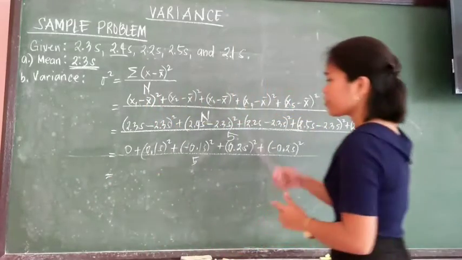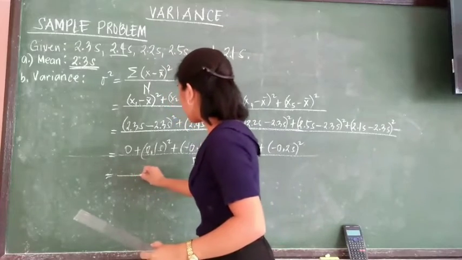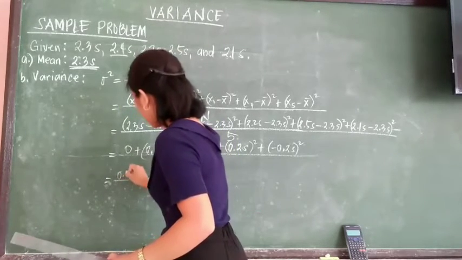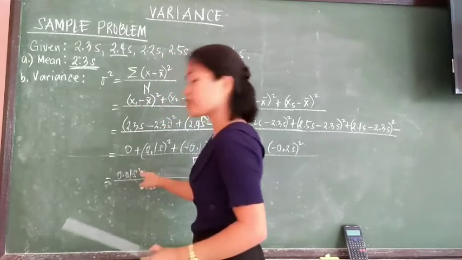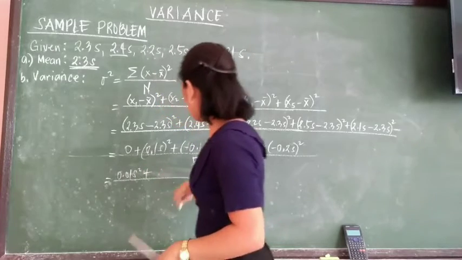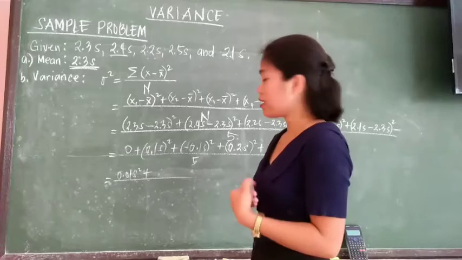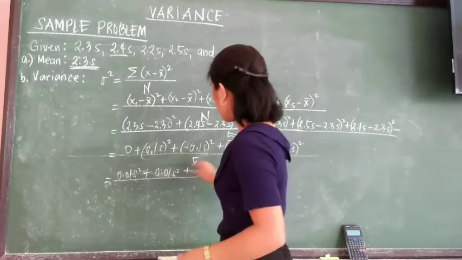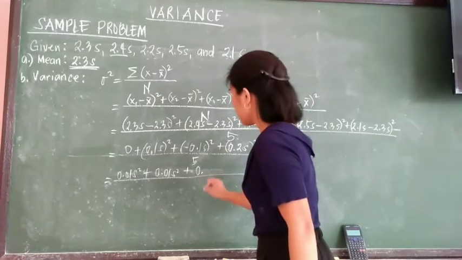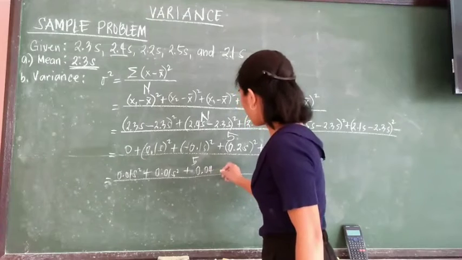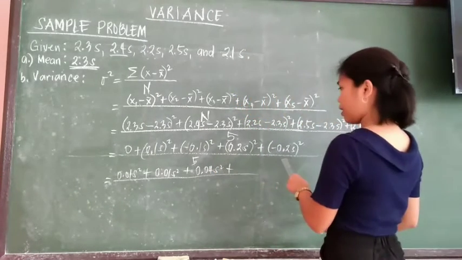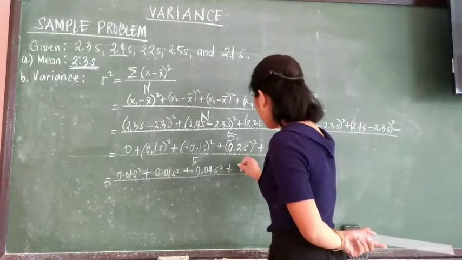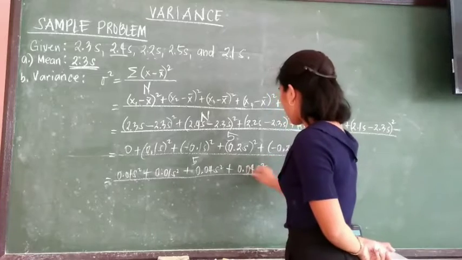0.1 squared is equal to 0.01 seconds squared, plus negative 0.1 seconds squared is equal to positive 0.01 second squared, plus 0.2 seconds squared is 0.04 seconds squared, and then negative 0.2 seconds squared becomes positive 0.04 seconds squared. Divide by 5.